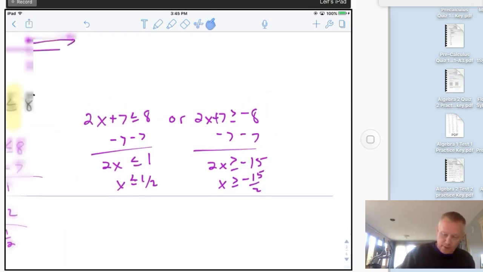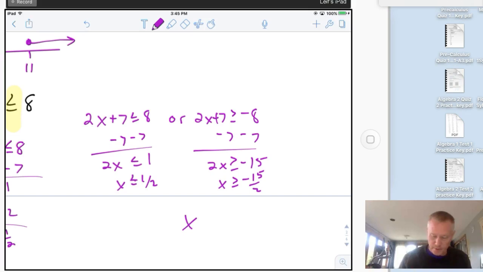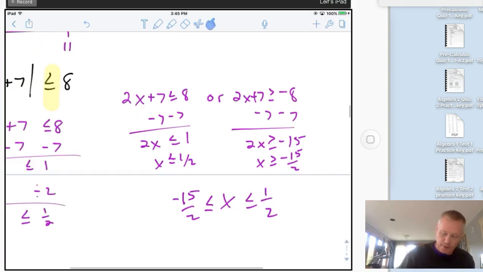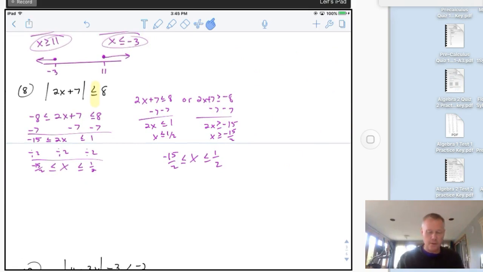And then if you put them back together, you could do this like a compound inequality because it's greater than or equal to -15 halves, or it's less than or equal to 1/2. So notice how you could put them back together and get the same thing on the left and the right. But the left way is quicker. So I'm kind of partial to that one right now.